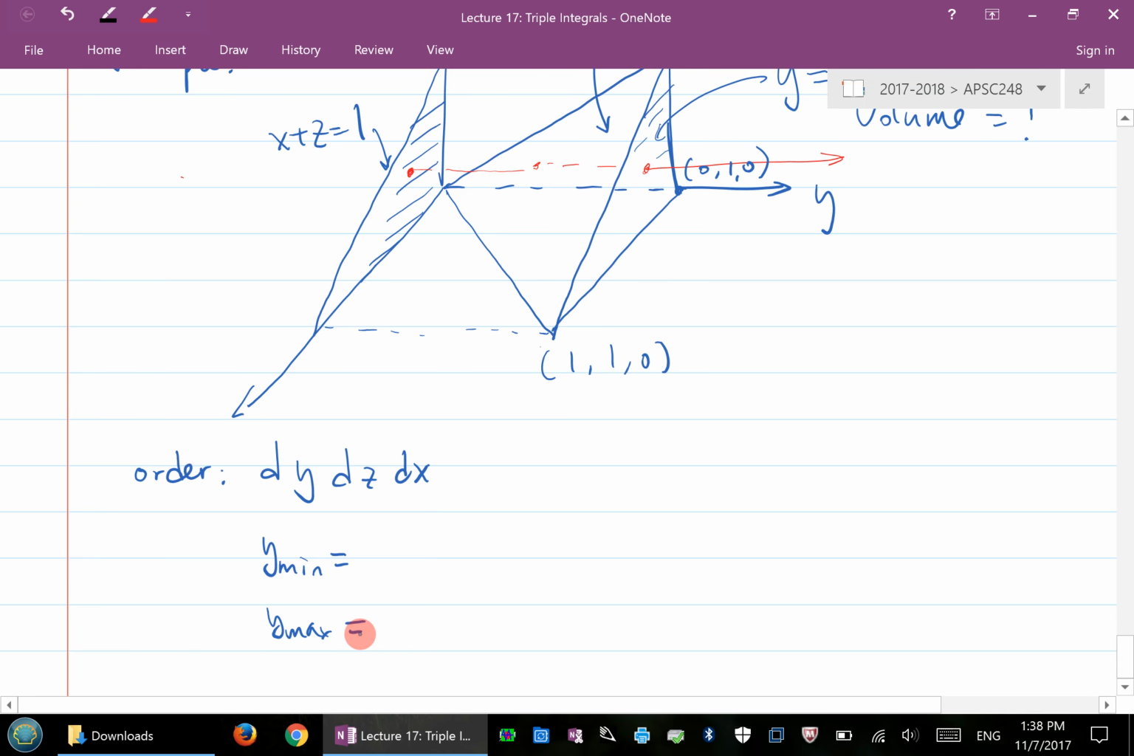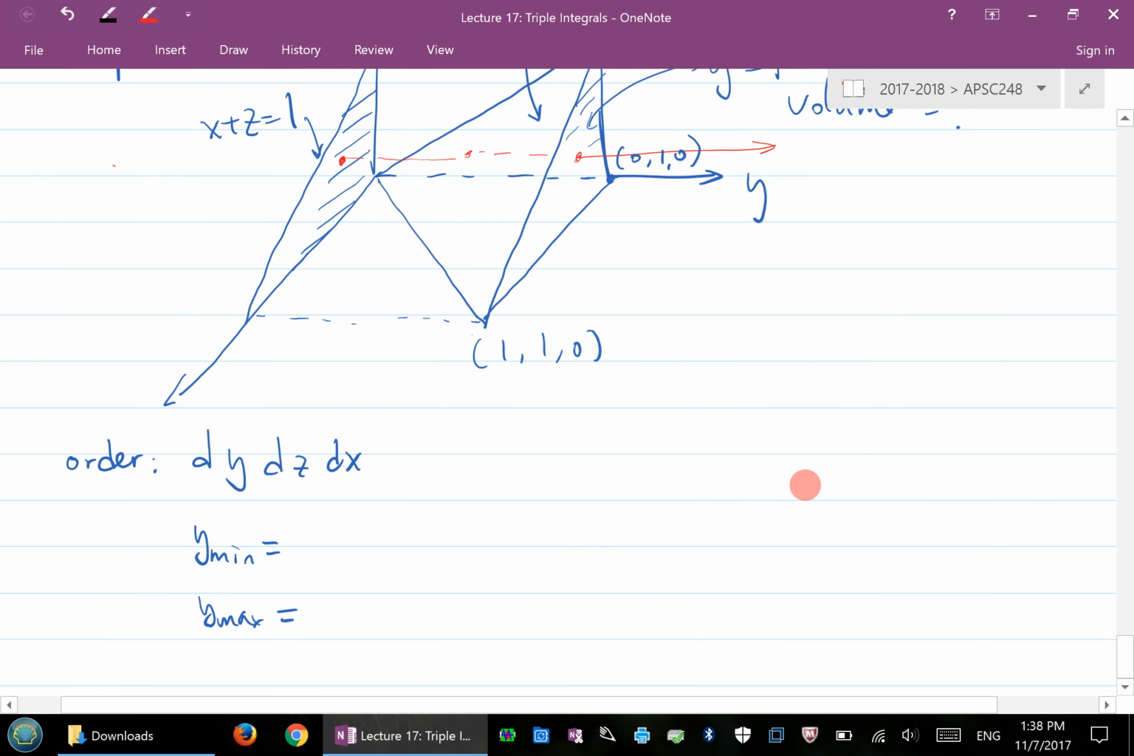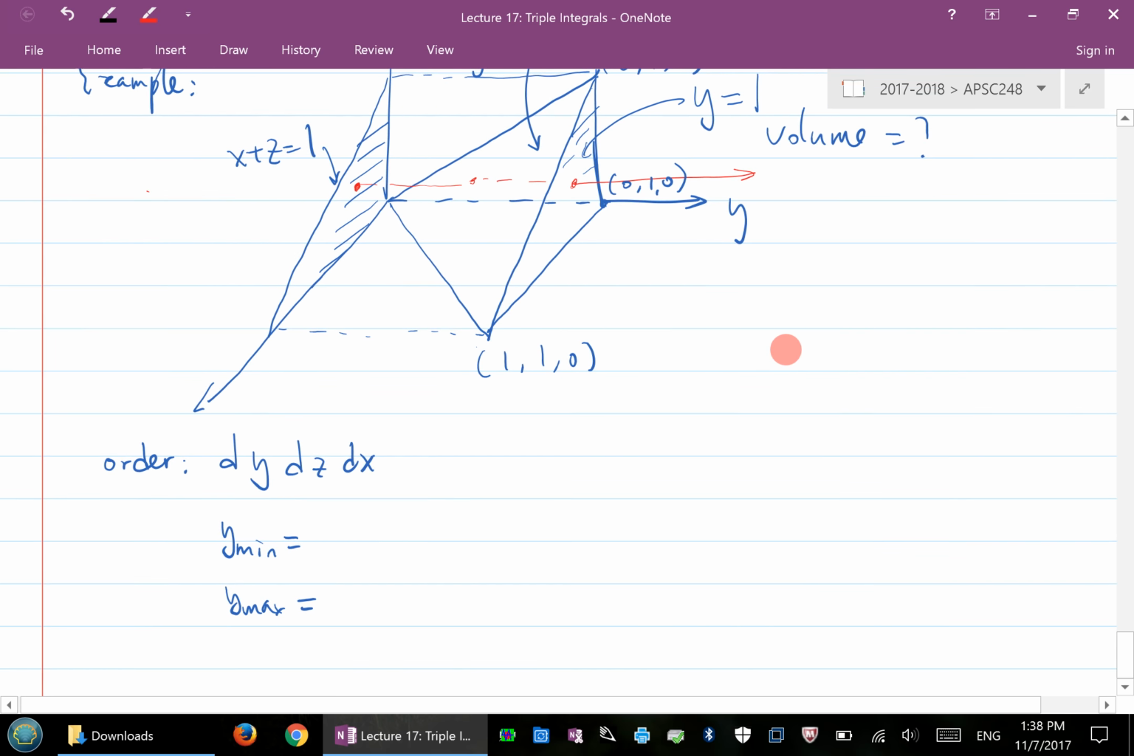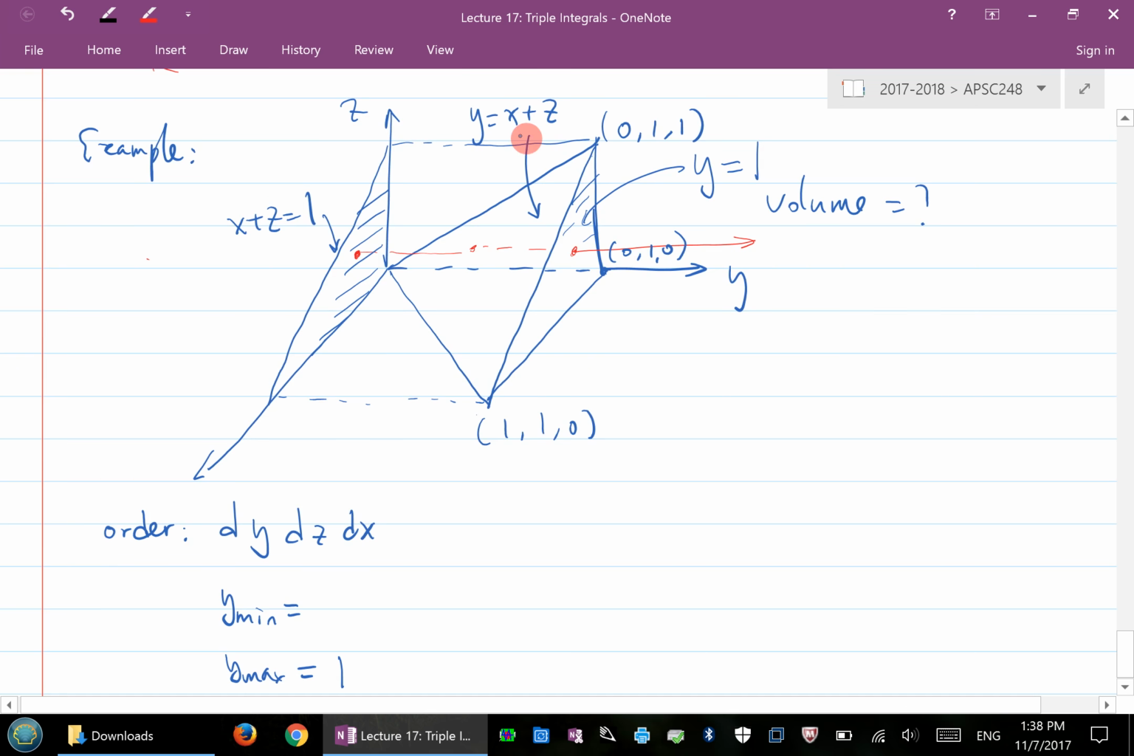Okay, y max seems to be fairly straightforward here. So y max is just on this side of the plane, which is 1. And y min is right on the plane, and the plane is y equal to x plus z, so the y min should be x plus z. Okay, that's your y min and y max.